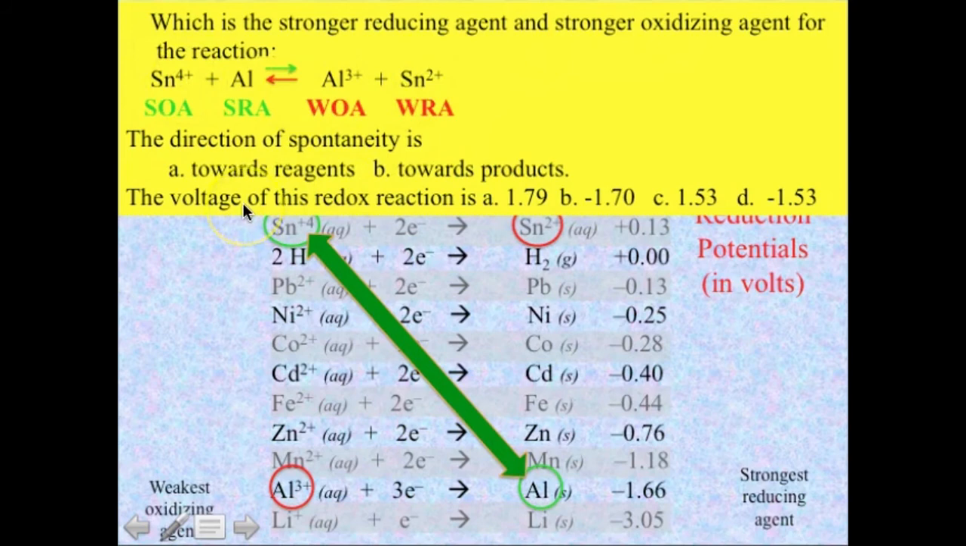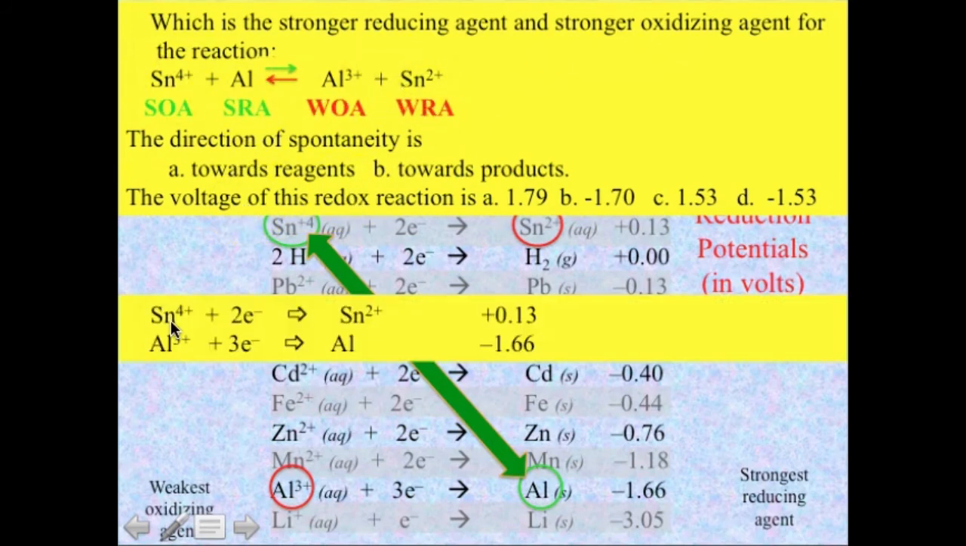Now, how do we calculate the voltage of this redox reaction? Let's write down the two half reactions involved. Tin plus 4 plus 2 electrons yield tin plus 2. That's a reduction potential of 0.13. And aluminum plus 3 electrons yields aluminum. That's a reduction potential of minus 1.66.